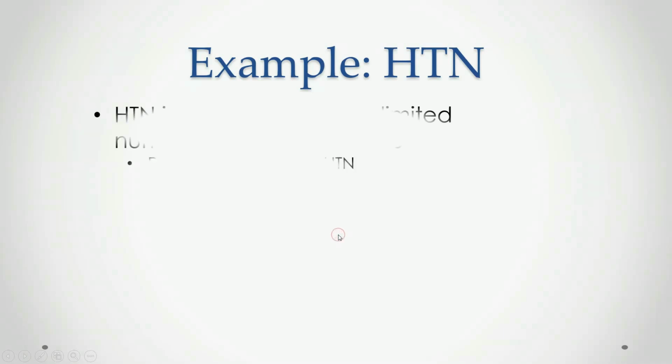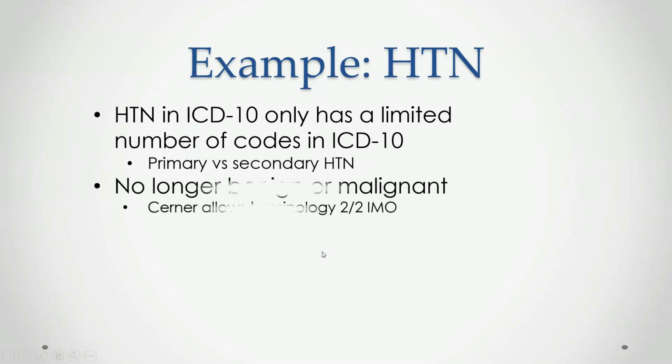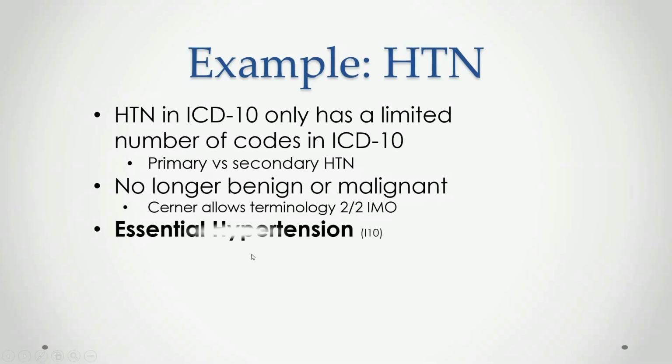As far as hypertension, there are actually fewer codes in ICD-10. There are only about nine, and they primarily deal with primary versus secondary hypertension. Once again, it's no longer benign or malignant, but Cerner will allow this terminology. Most of us will be using the code essential hypertension, and most of us will probably memorize I10. Once again, the purpose of this talk is not for you to memorize any codes, but with time, this will likely be engraved in our heads.